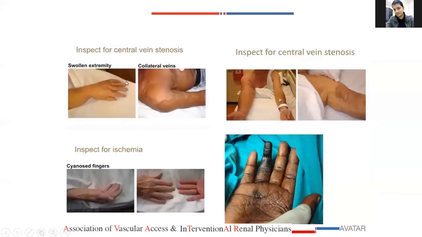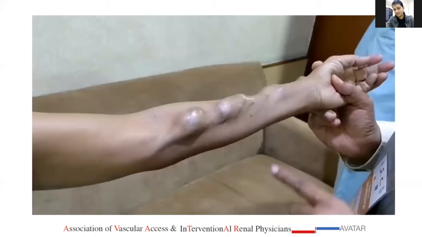You inspect for central venous stenosis: you see dilated tortuous veins or unequal swelling between the two arms, or you look for signs of ischemia distally like this. So inspection is a basic part of the problem to begin with, to evaluate and come further.